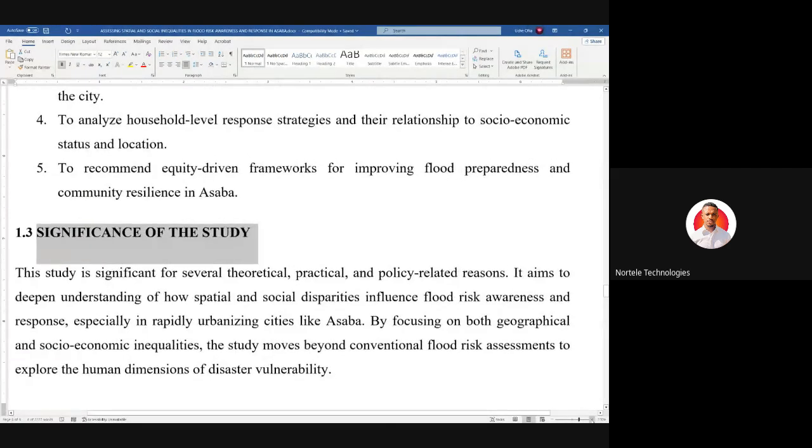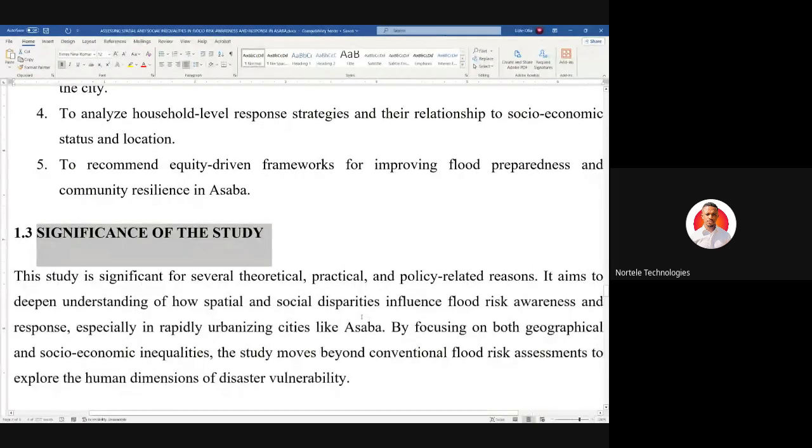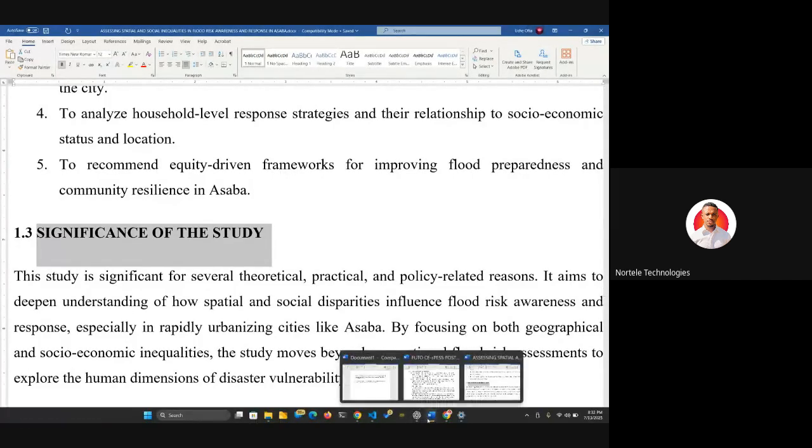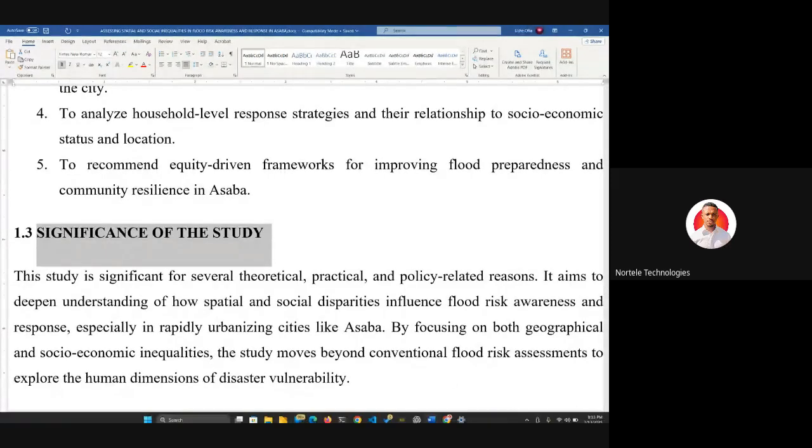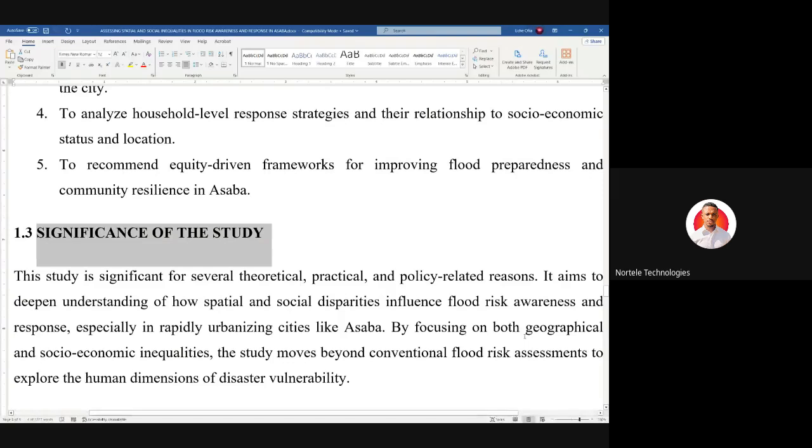Anybody can talk. What is the difference between the significance of study in your chapter 1 and the justification of the study? Anybody can answer. Please go ahead. I know I have professors here. Hello. Okay, go ahead. Significance is like the importance. Please introduce yourself so others can get to know you.